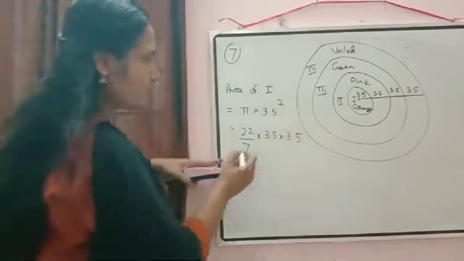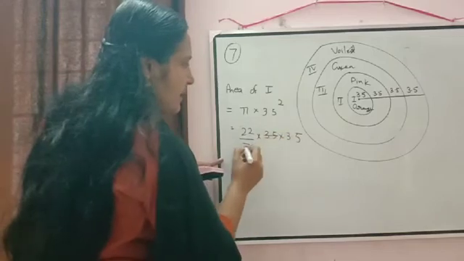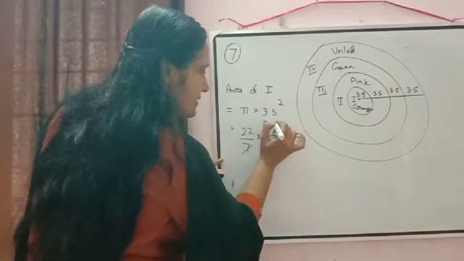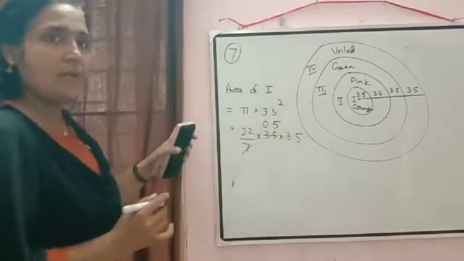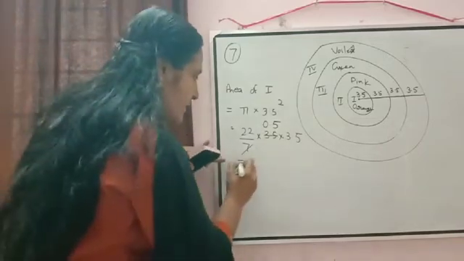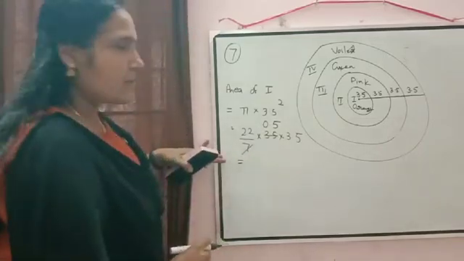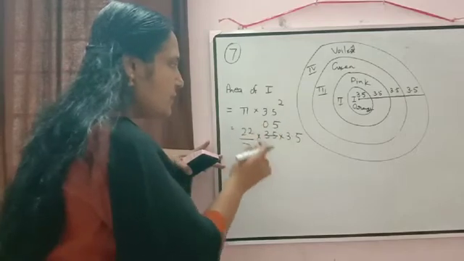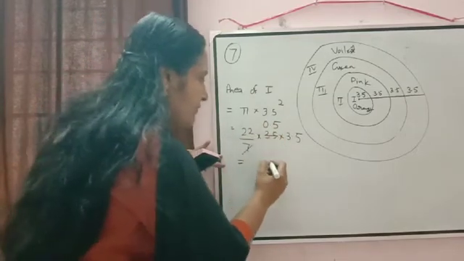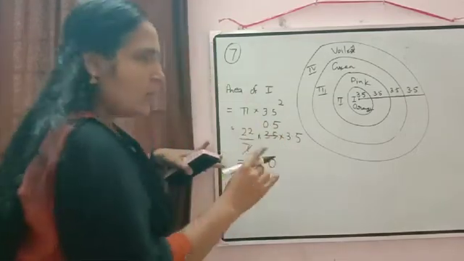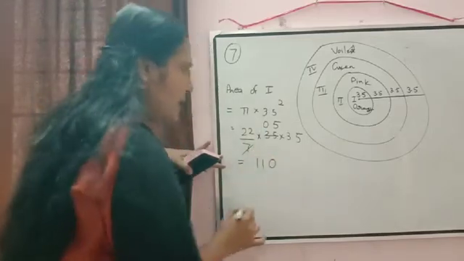Now first we can simplify this one. 7 5s are 35, the decimal sign is there, that's why it will come 22 into 0.5. Now how can we do the calculation? 22 into 0.5. 5 2s are 10, carry over 1. So 5 2s are 10 plus 1, 11.